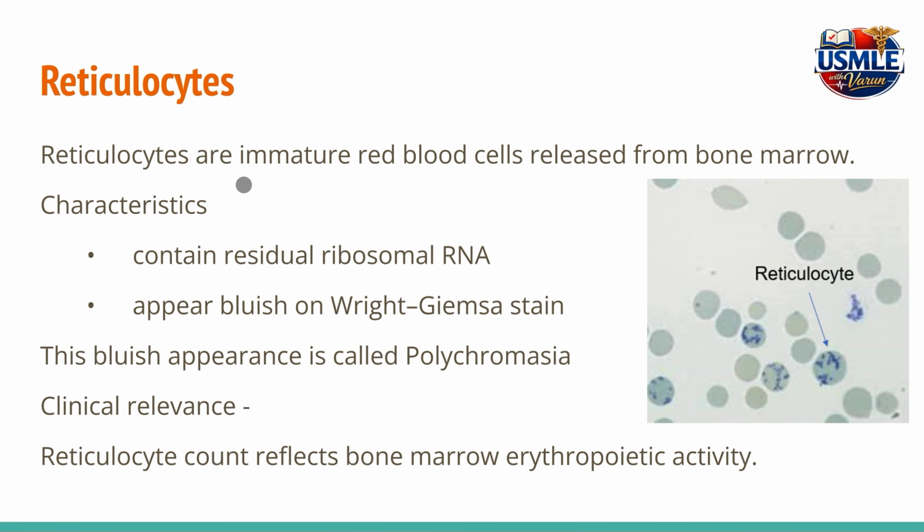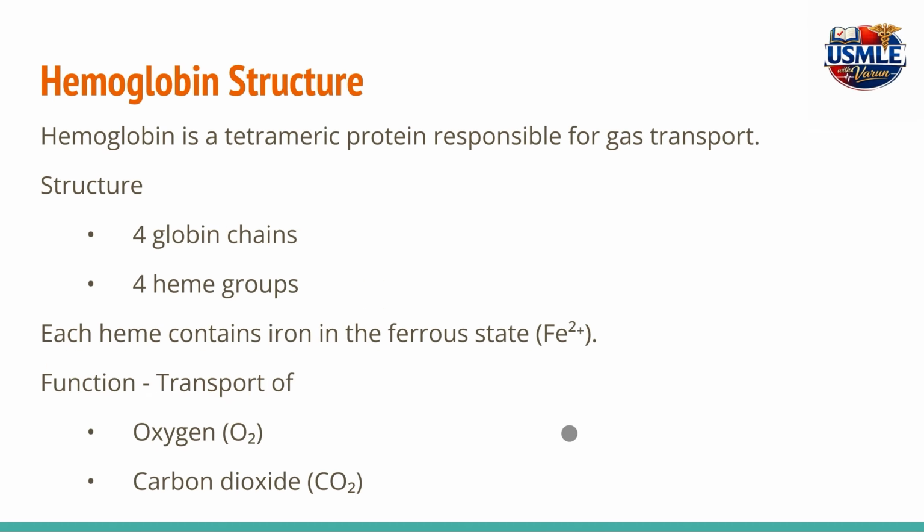Before becoming a fully mature RBC, the cell enters a stage called a reticulocyte. These reticulocytes contain some residual ribosomal RNA. Because of this, they appear slightly bluish on Wright-Giemsa staining, and this phenomenon is called polychromasia. Clinically, reticulocyte count is very important because it tells us how active the bone marrow is in producing new red blood cells.